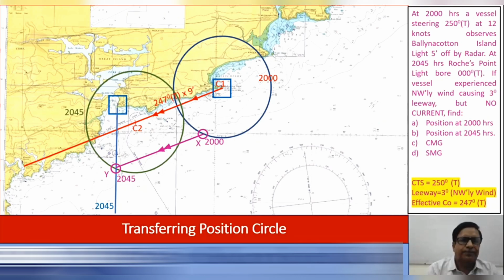Beta, if the CMG is given, then there is no issue. Apply it to the first center and you get the transferred center.